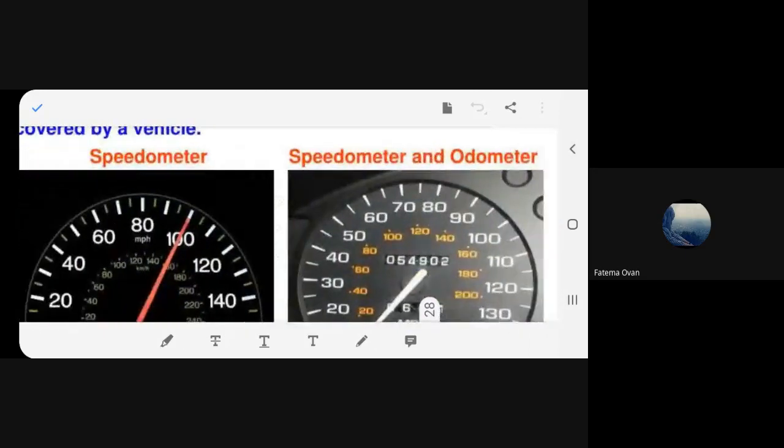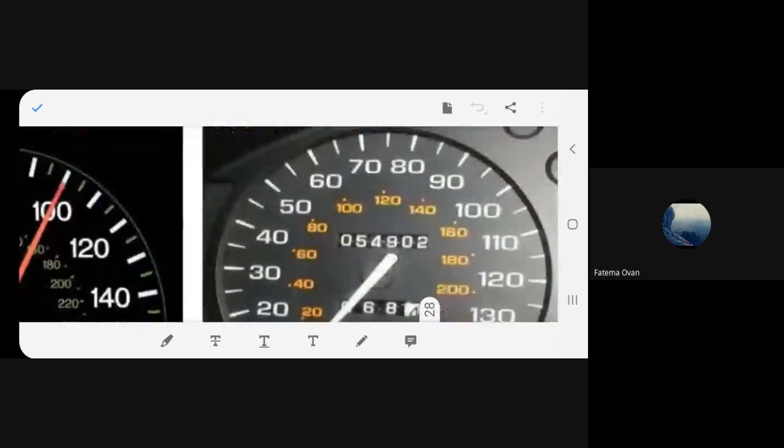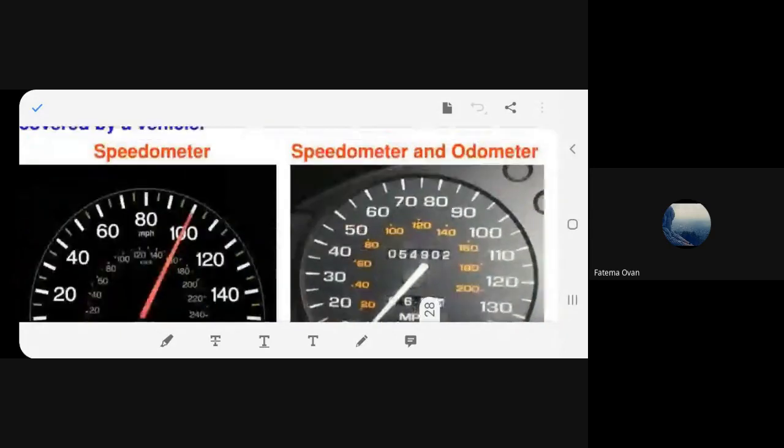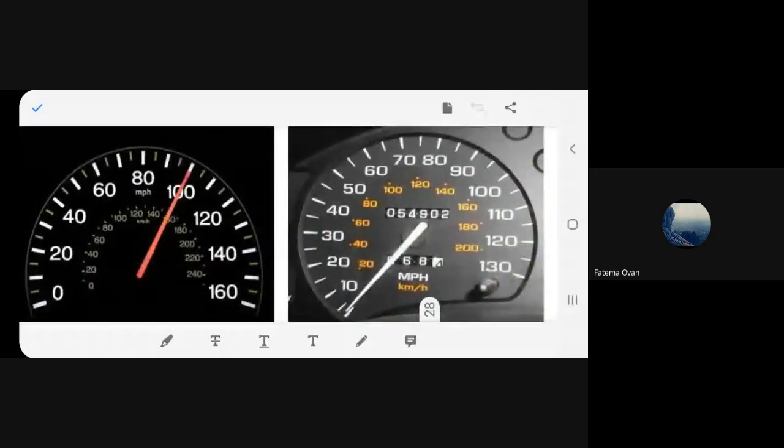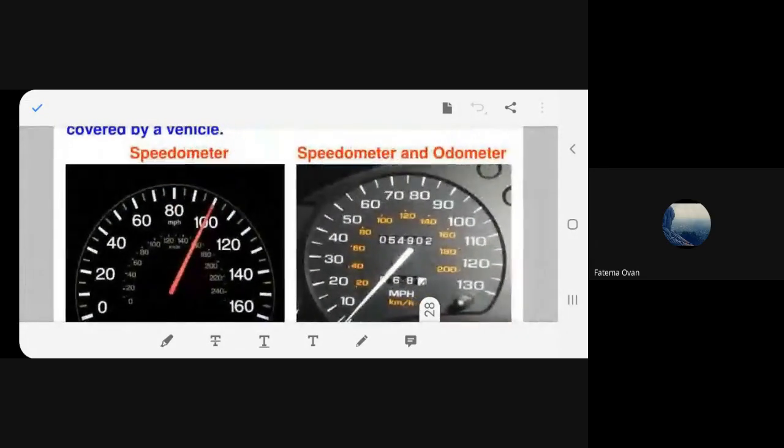Now over here we have both speedometer and odometer. You understand? You've got speedometer and odometer, both in the same unit. Okay?